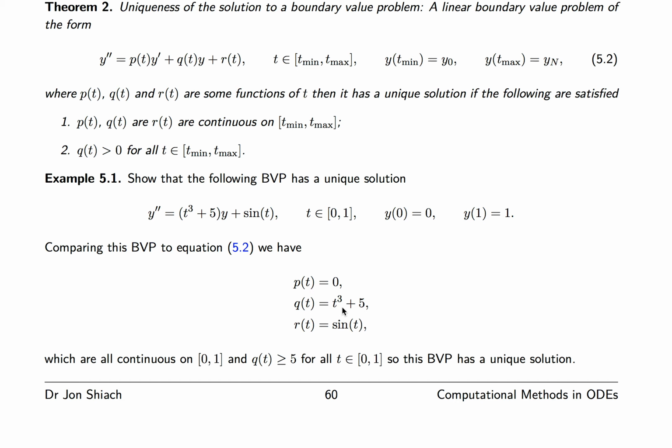Okay, so these functions are all continuous over the range 0 to 1, and also q(t) is greater than or equal to 5. Okay, so there are cases where q(t) would be less than 0, but because we're only interested in our domain, we can see that q(t) is always going to be greater than or equal to 5, which is obviously greater than 0. So this boundary value problem has a unique solution.